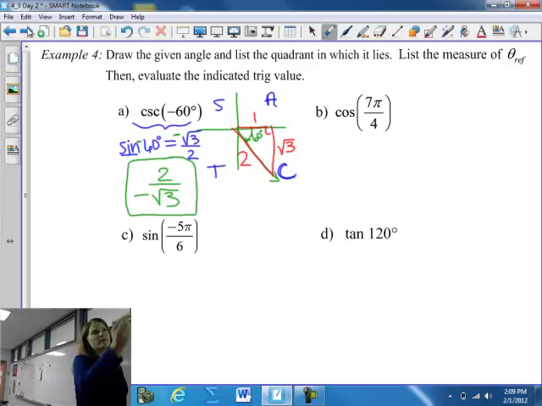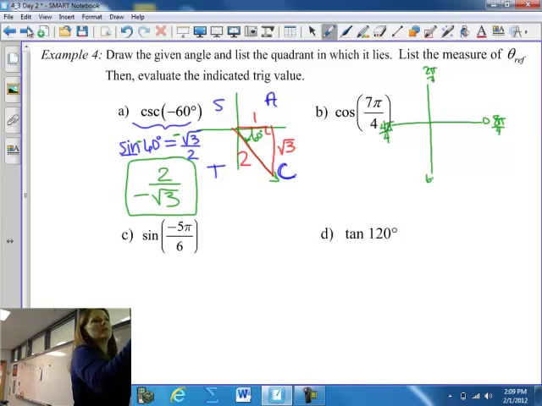Okay, let's try another one. We've got the cosine of 7 pi over 4. So again, I'm going to draw. This is 0. This would be 4 pi over 4. This would be 8 pi over 4. So we're counting by 2's. Half of 4 would be 2 pi over 4. So we're in quadrant 4 again. 6 pi over 4. Yes, we are.